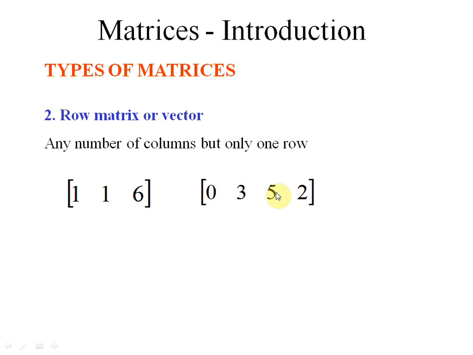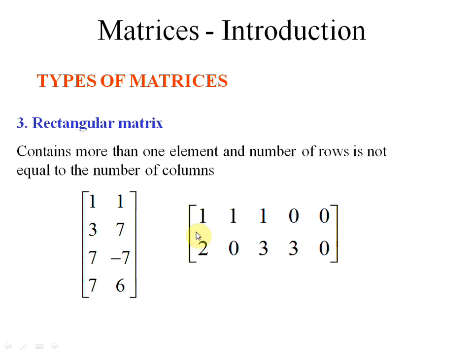Next, the row matrix. A row matrix is basically the same as a column matrix: in a column matrix we have one column, so in a row matrix we have only one row. In the first matrix you can see the row 1 1 6, and the second, 0 3 5 2, is also a row matrix. Next, the rectangular matrix. In a rectangular matrix, the number of rows is not equal to the number of columns.